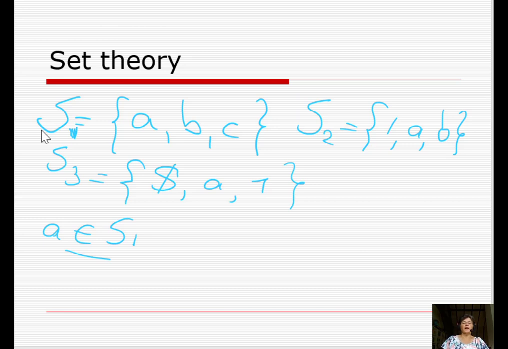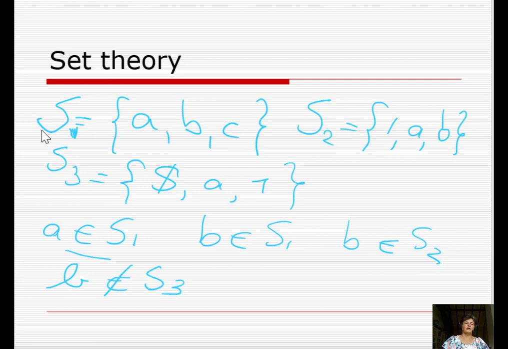Well, if we look at the B, we can say that B is an element of S1. We could also see B is an element of S2, but B is not an element of S3. And you use the not element of symbol to explain that it's not an element.